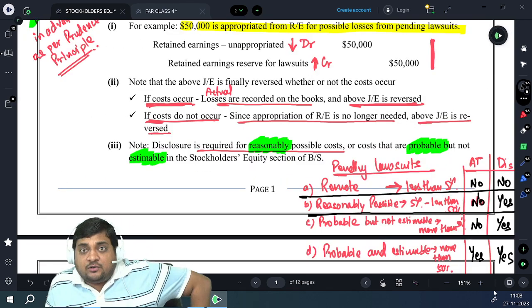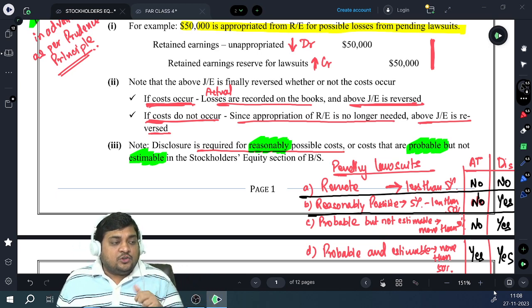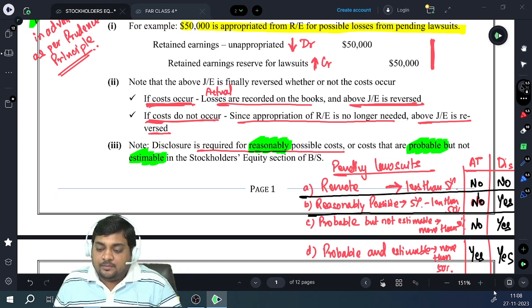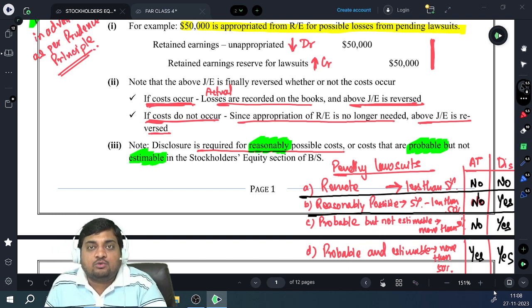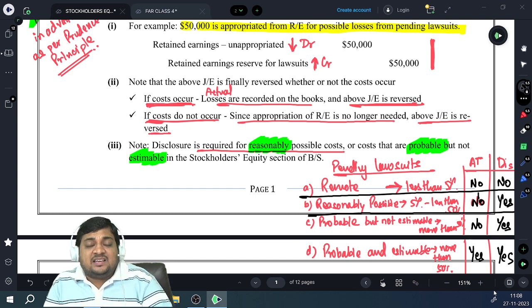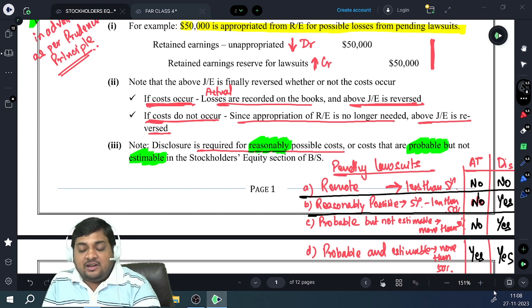Now this thing you have to remember with respect to pending lawsuit. This is very important. You get a lot of MCQs and SIMs based on this particular chart itself, right? So if the chances are very remote, means less than 5%, no need to disclose, no need to do any kind of accounting treatment. When there's a reasonable possibility that you might lose, then also you don't need to do any kind of accounting treatment, but facts should be disclosed in the stockholders equity section, right?